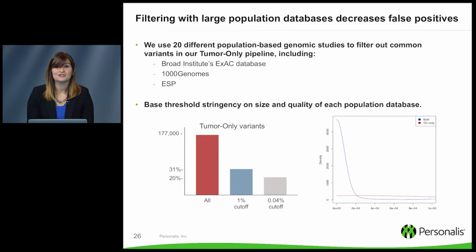Now, in this diagram, I show the difference that these population frequency variant filters make on variant calling in tumor-only mode. So without any filter, we see that over 170,000 variants are called across our set of exome samples. If we implement a 1% population frequency cutoff, we reduce this number by 70%. And an even stricter threshold of 0.04%, determined empirically from the frequency data seen on the right, decreases the number of tumor-only variants to just 34,000. So the effect of these large databases is quite substantial.